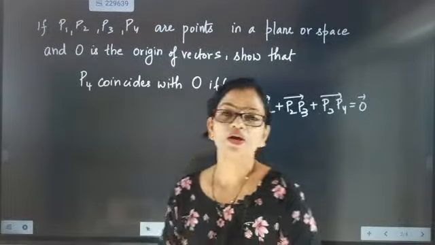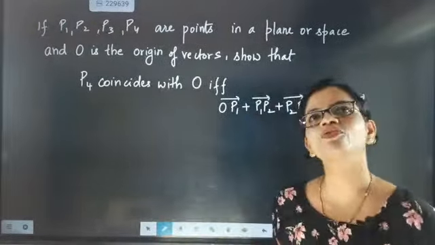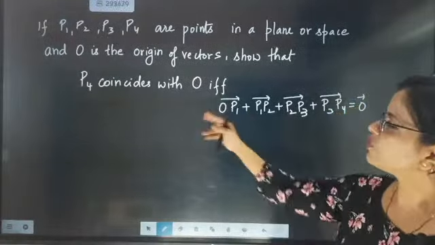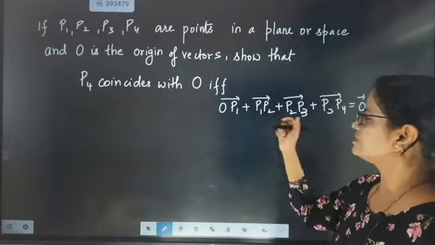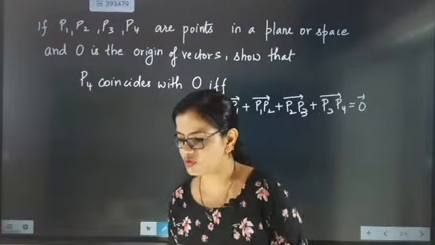Audible. Fine. Now look here. We'll start proving it. It's not at all a very tough question. It's just a playful question. We are only going to play with this question. What is exactly given is P4 coincides with O if this vector, this vector, this vector, this vector will be equal to 0. So finally we have to prove this part.